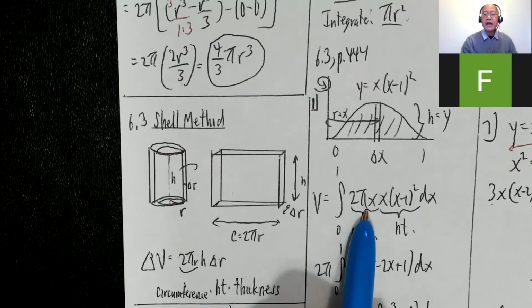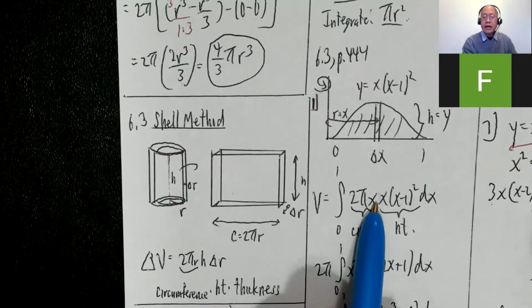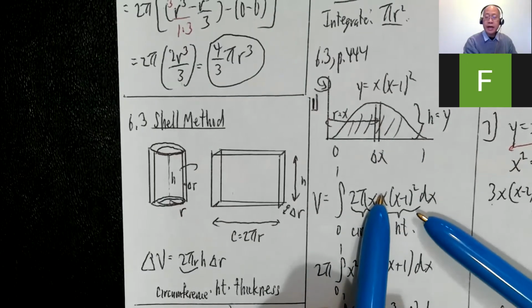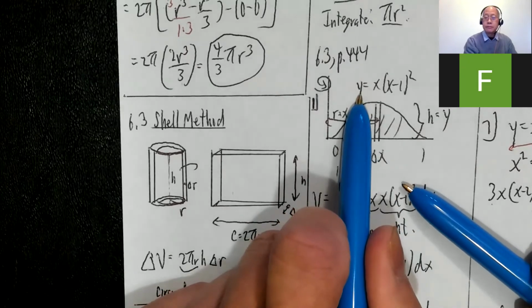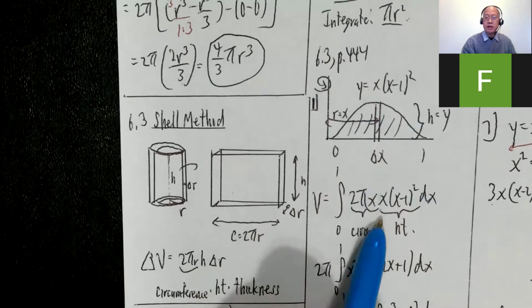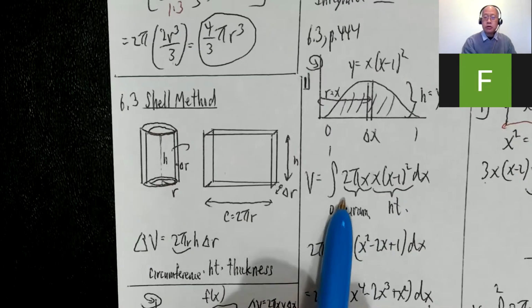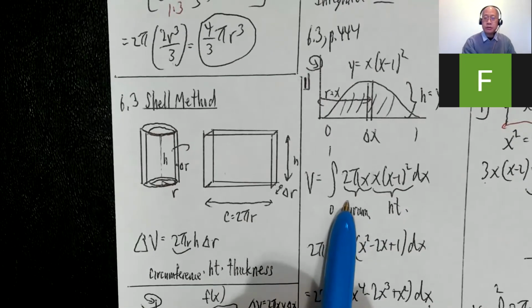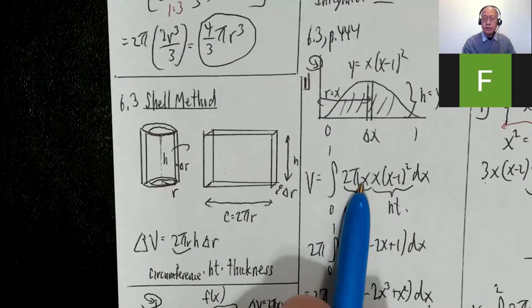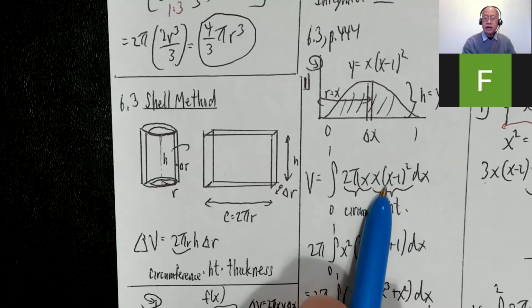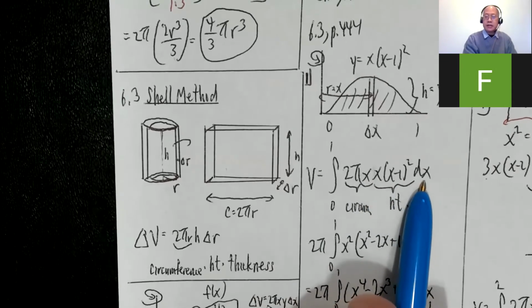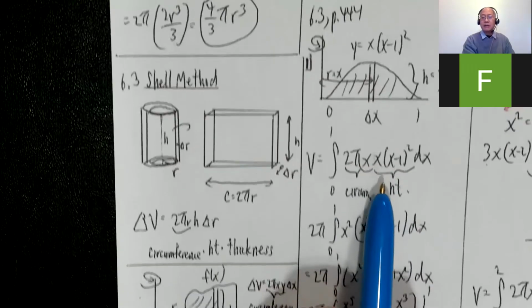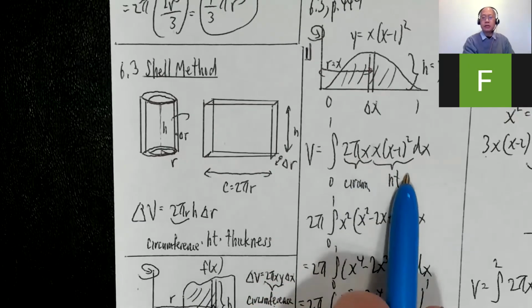So 2 pi xy, but I don't leave it as y. You can't leave it as y. You're integrating with respect to x. So I have to change y into all this stuff, x times (x minus 1) squared. So 2 pi x, circumference 2 pi r. Height is y, and the thickness is dx, tiny little thickness, dx. Okay, so that's the main thing. Once you set this up, the integration hopefully is straightforward.